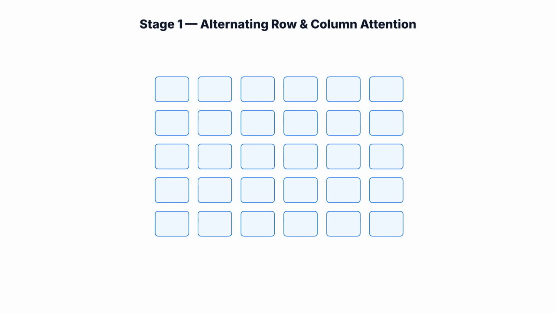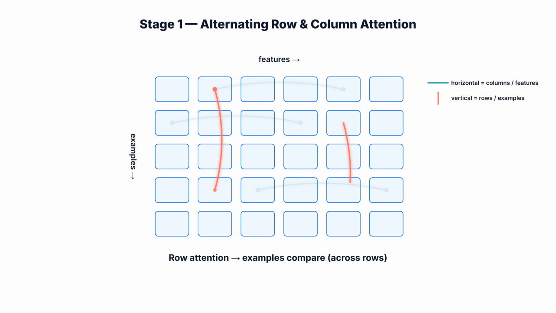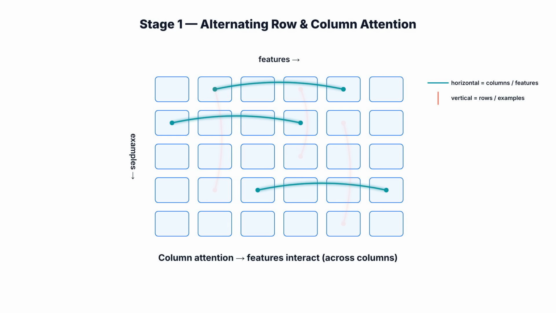Stage 1 alternates 2 kinds of attention. Column attention lets features interact, capturing relationships you would normally engineer by hand. Row attention lets examples compare themselves against one another. Alternating between them builds a rich, structure-aware representation.